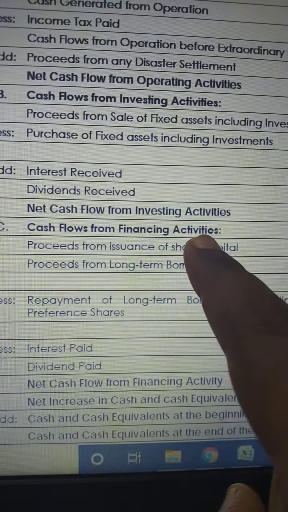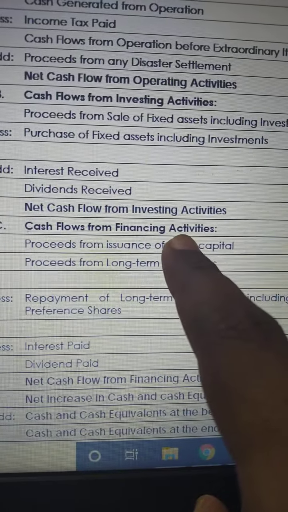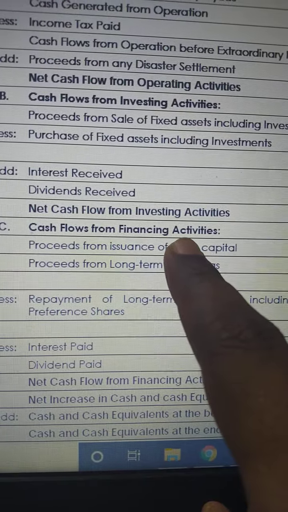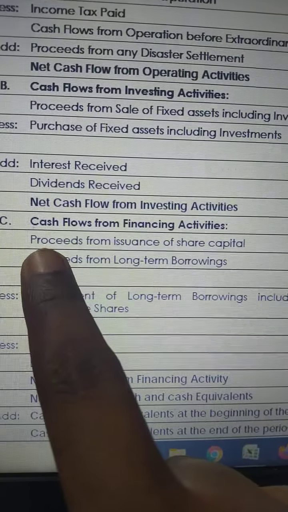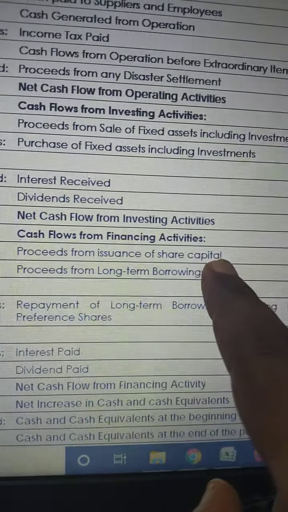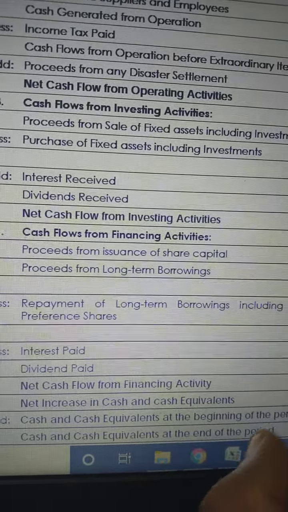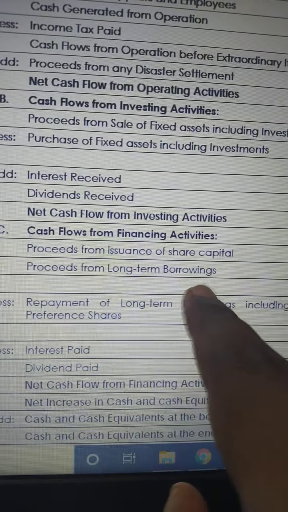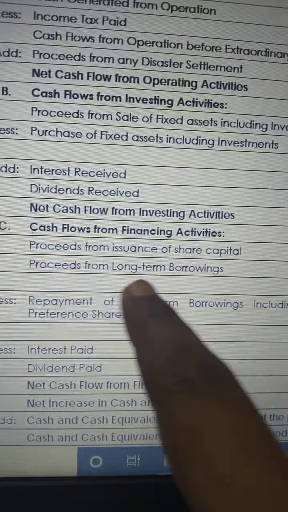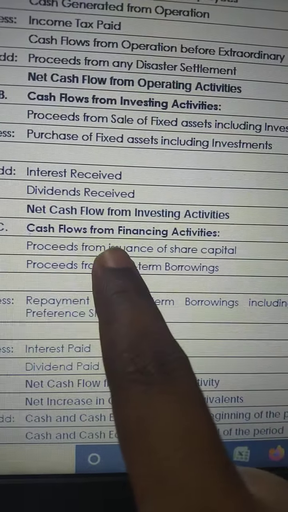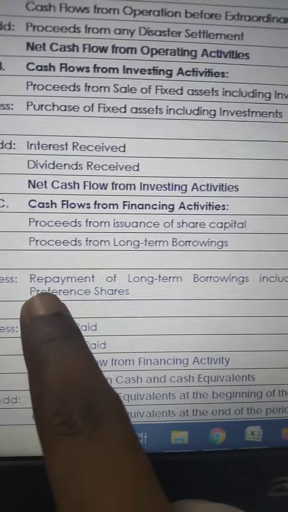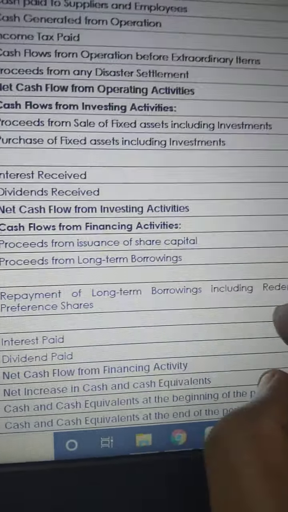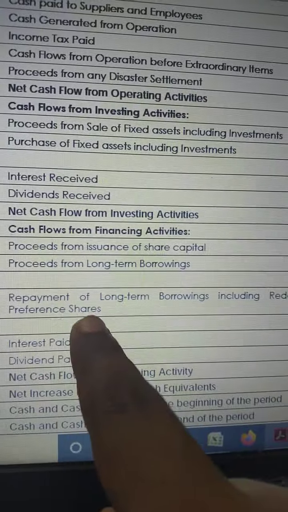Then financing activity, cash flow from financing. What is financing activity? Raising and arranging funds, borrowing money, all these things are financing activity. So the first item is proceeds from issue of share capital. I received money by issuing share capital, that is an inflow. Proceeds from long term borrowing: I received money by getting loans. So this is inflow, minus repayment of principal, repayment of long term borrowings, including redemption of preference shares.